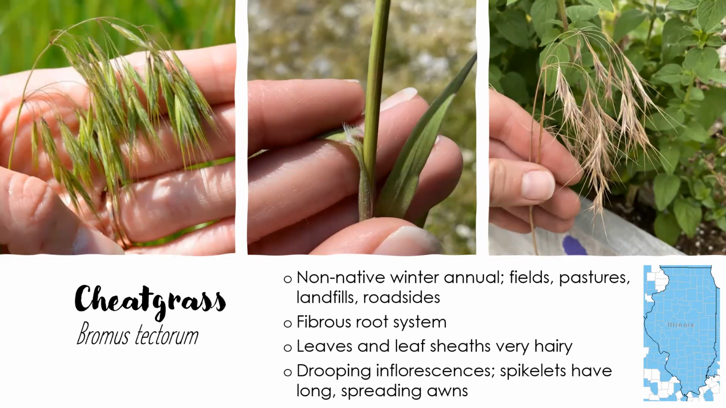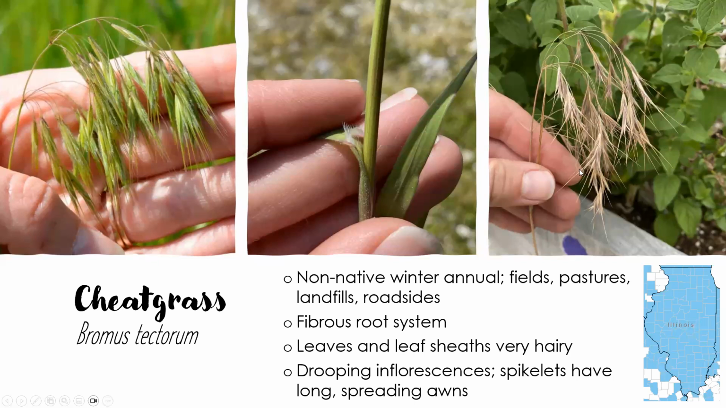And then it has this really characteristic drooping inflorescence, a very strongly drooping rachis or stem of that inflorescence that you see right here. This one we would call a panicle. And then each of those spikelets is super hairy too. You can see all the hairs that are glistening on those spikelets. And then they have these long awns on them that spread as the spikelets dry out.